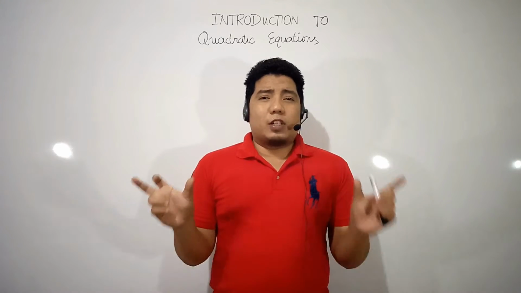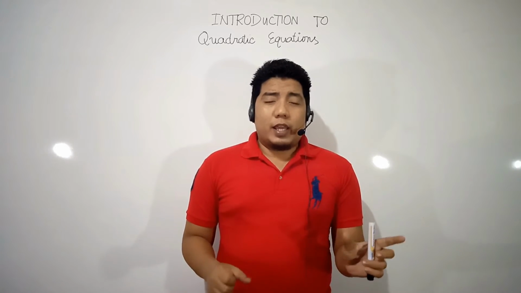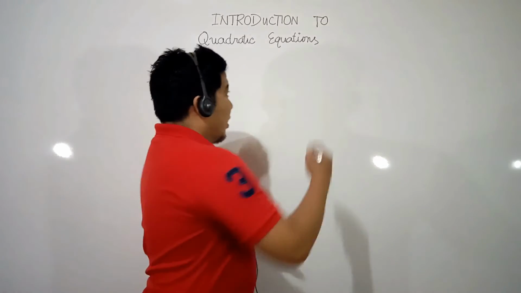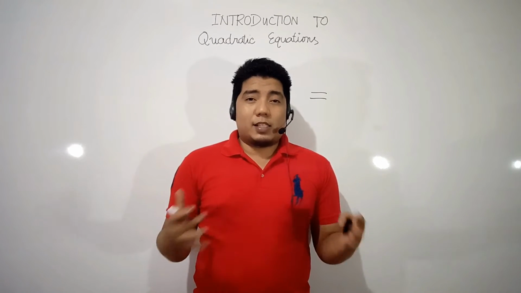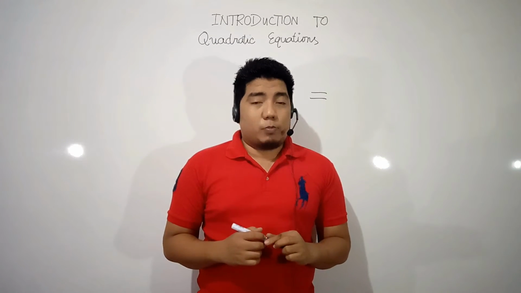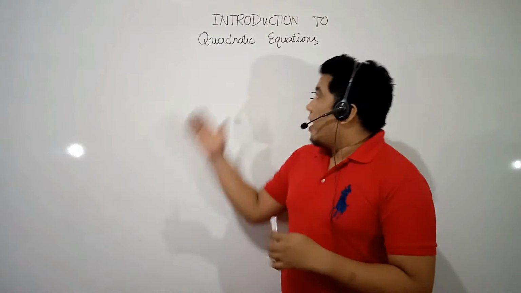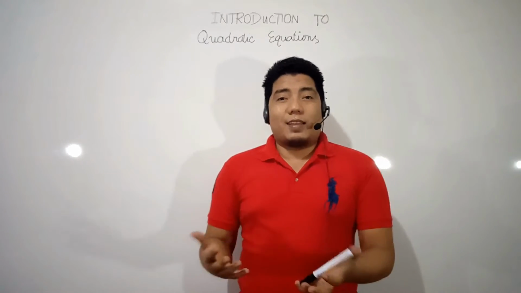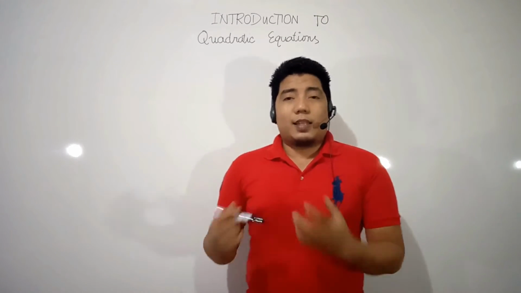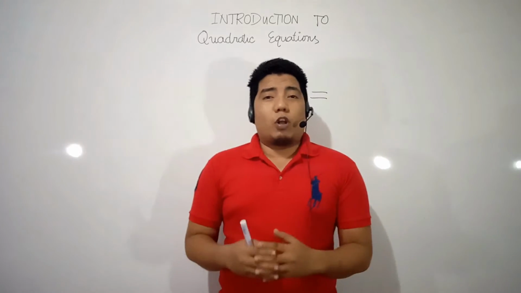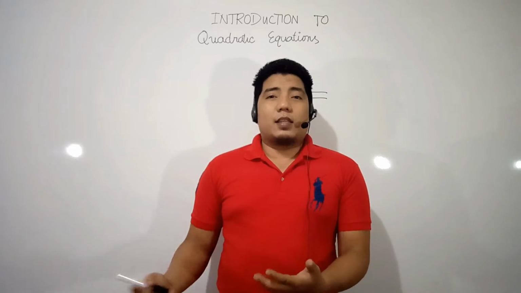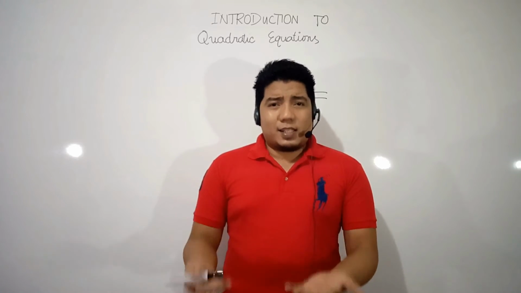If we consider the two words, equation is the process of using the equal sign. So everything that is using an equal sign is considered to be an equation. Okay, now, what do you mean by quadratic? Quadratic means it is in the second degree. So therefore, a quadratic equation is all about equations in the second degree. Question, what is in the second degree?